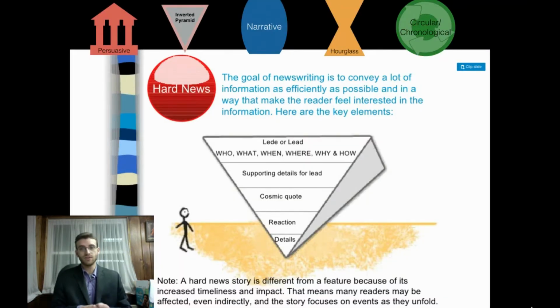Hard news is, of course, the breaking news, the news that is most important that we want to get out to our readers as quickly and efficiently as possible. Hard news uses what's called a hard lead, which is something we're going to look at in much more depth next week. But for your purposes this week, suffice it to say that the hard leads are the who, what, where, when, why, and how. These are the most important information about the story.